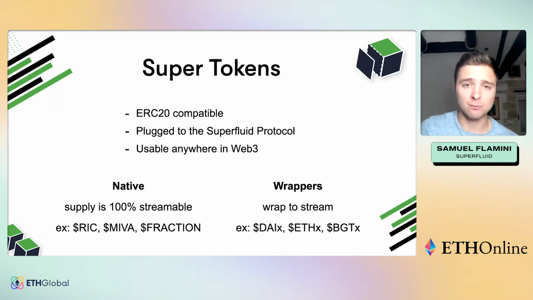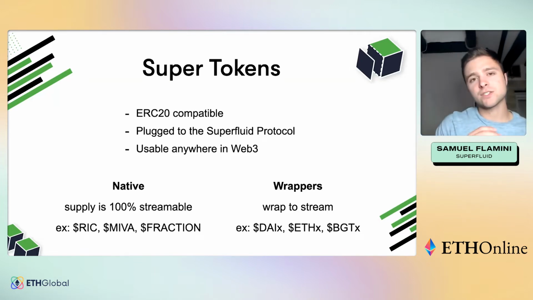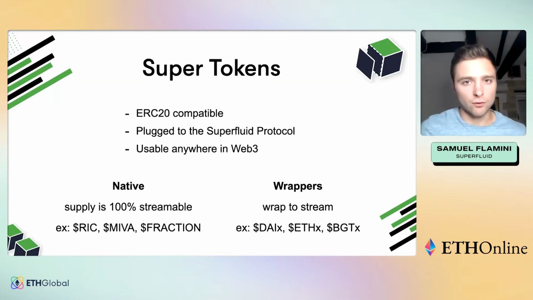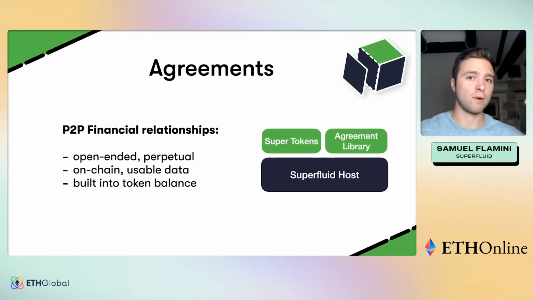So they're ERC20 compatible, meaning they have all of these standard methods you're used to on an ERC20 token contract, right? There's the approve function, transferFrom, symbol, totalSupply, all that good stuff. However, the way that balances are calculated on them is a bit novel, right? Because they're plugged directly into the protocol, they can have balances that change according to Superfluid agreements.